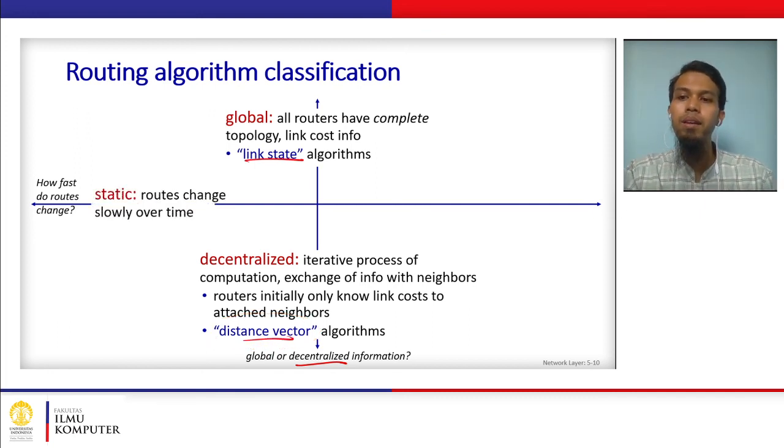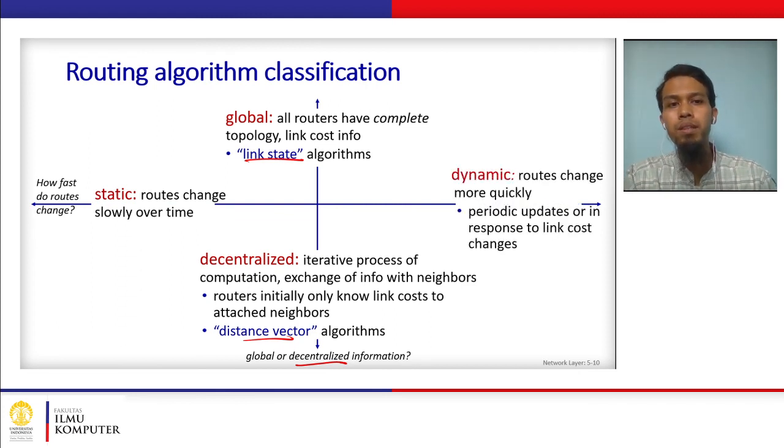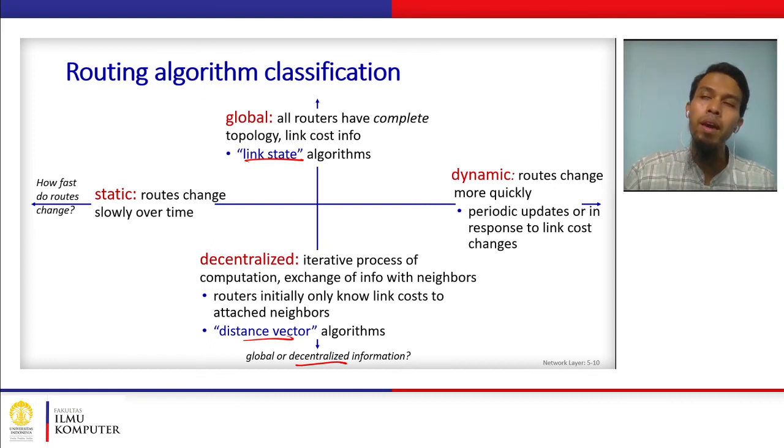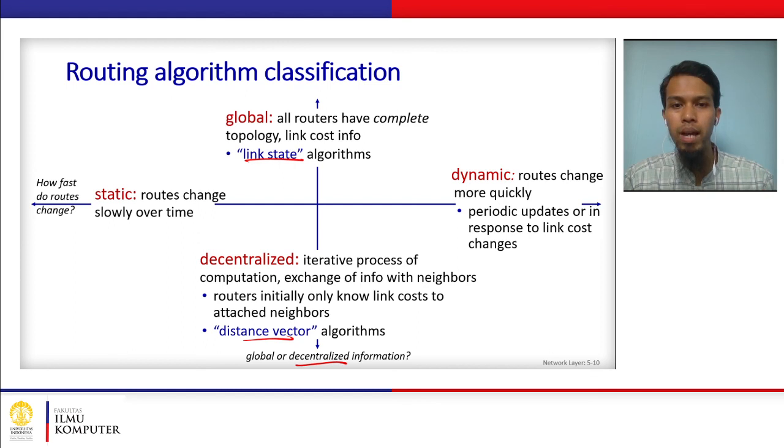Then, in terms of how fast the routes change, we have static and dynamic. It really depends on the type of network. For example, in wireless networks it's really dynamic. Many nodes come and go, so the routes change more quickly. And then what we have to do with the routing is change the configuration, like how many times we need to update, with periodic updates or in response to link cost changes.